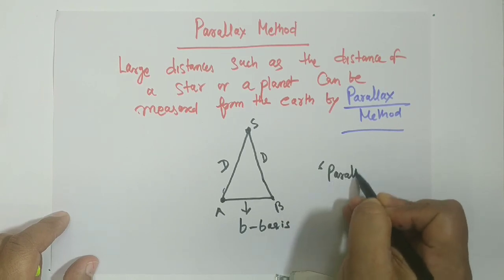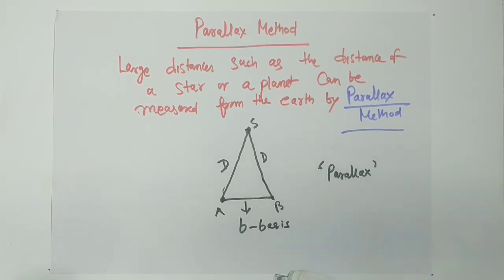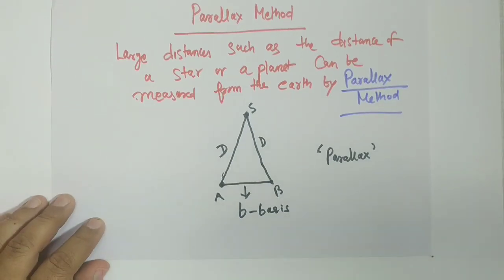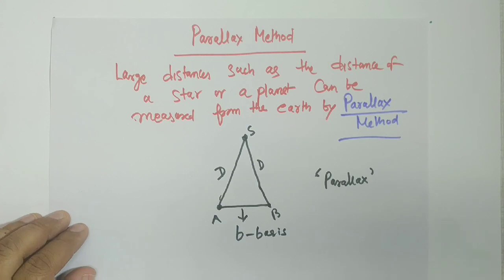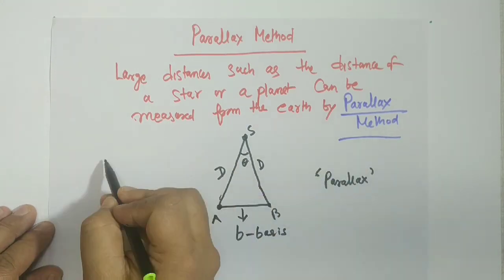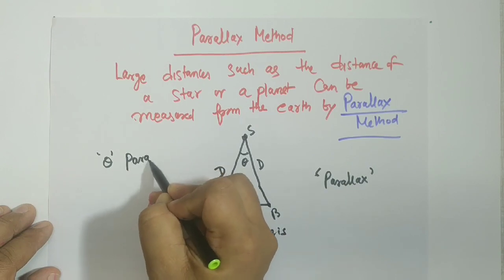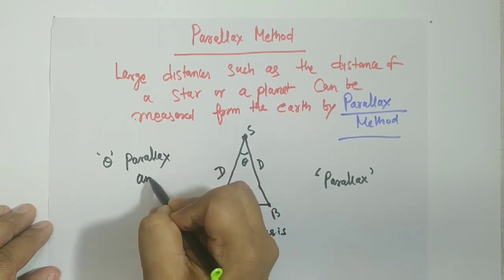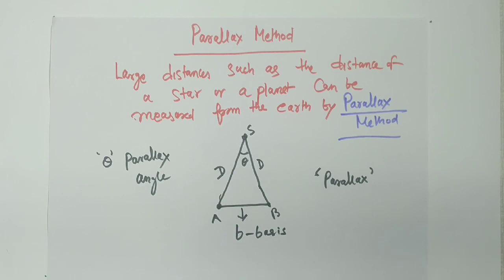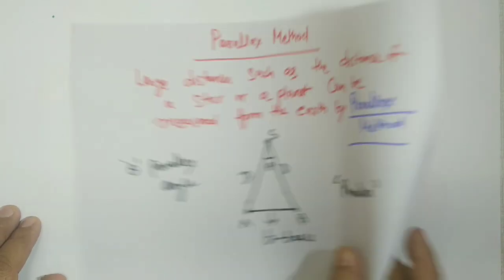So this is a parallax method, and this parallax method will be used to measure the distance. This phenomenon which you see by using the right and left eye, and the change in the position, is known as what? Parallax. And there is an angle in between, and that theta angle is known as the parallax angle. This can be used to measure, and how we are going to measure, I will tell you.